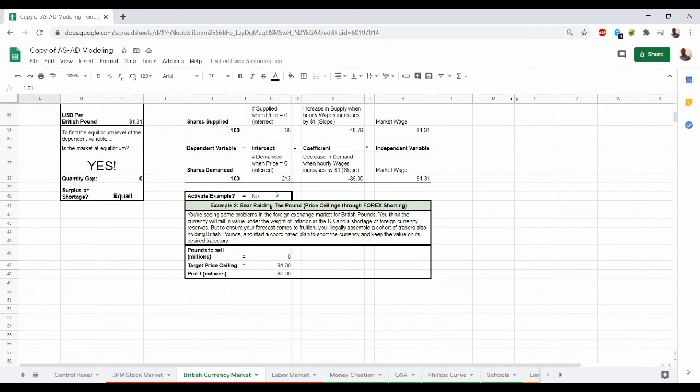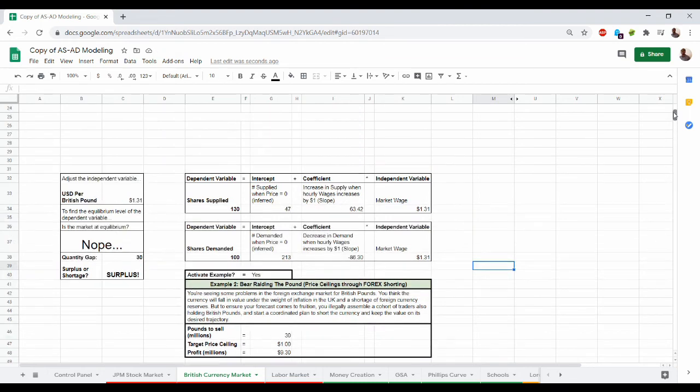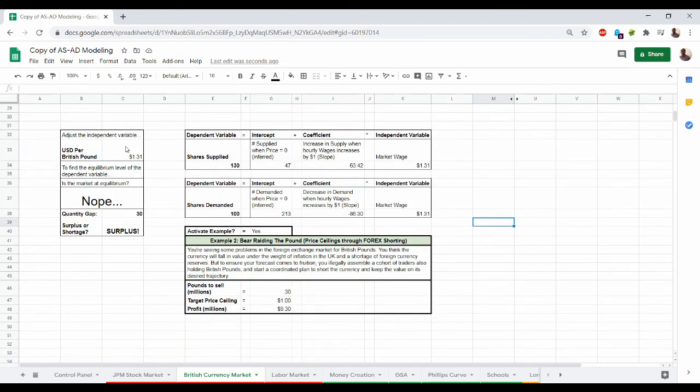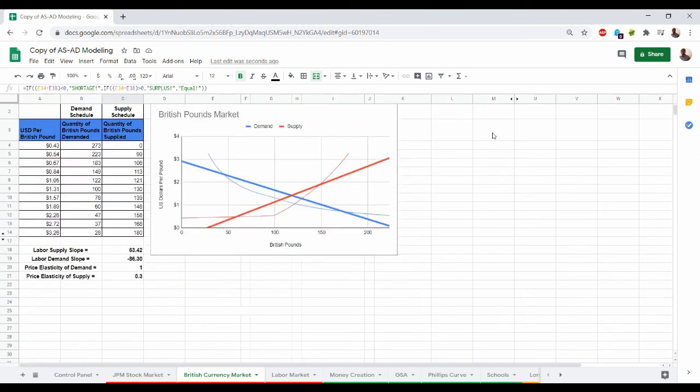So if we were to activate this example, which I'm going to activate right now, you can see that the market now no longer finds equilibrium at $1.31. At $1.31, there's now a surplus of British pounds on the market. And that is because graphically, if we were to look where $1.31 is, that intersection is not necessarily anymore where the value of the currency would be. $1.31 may be right around this region.